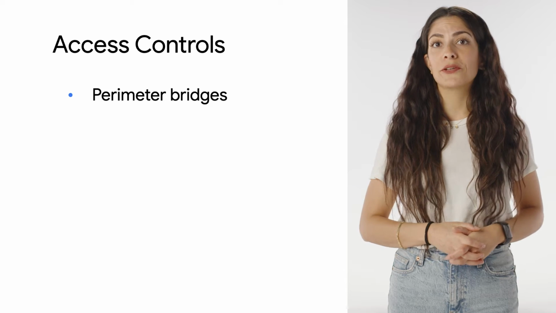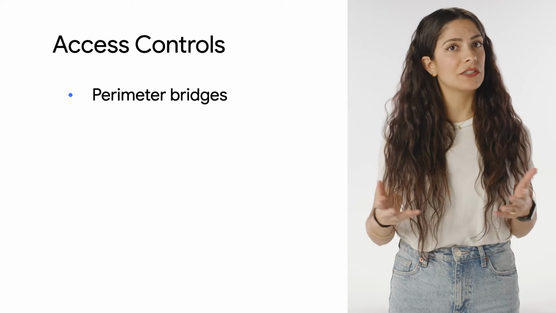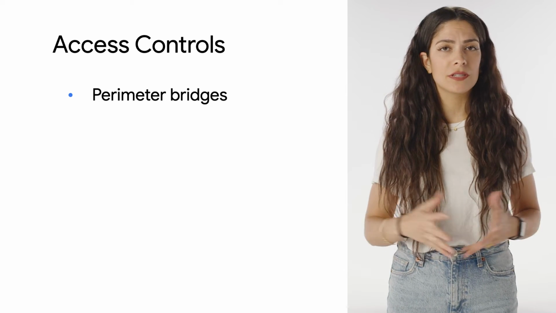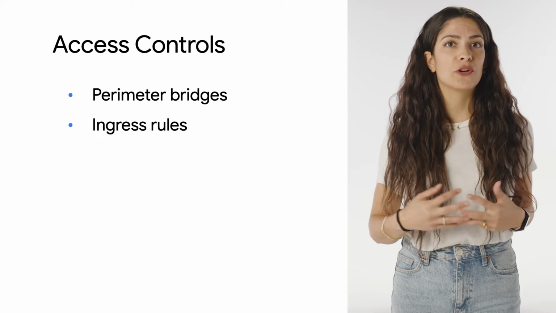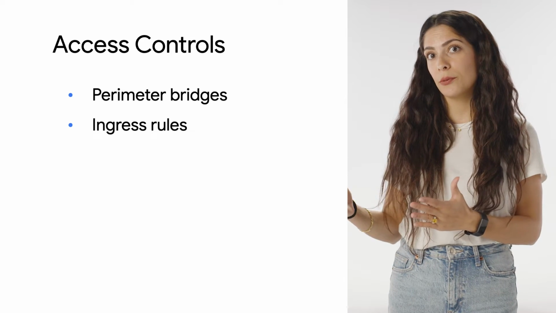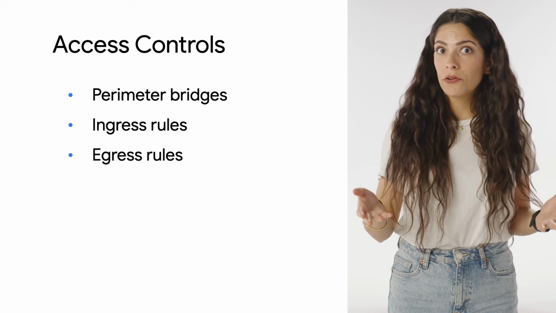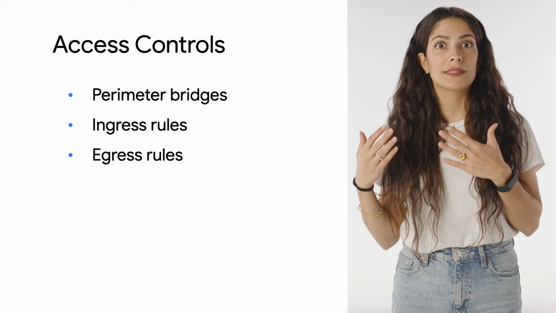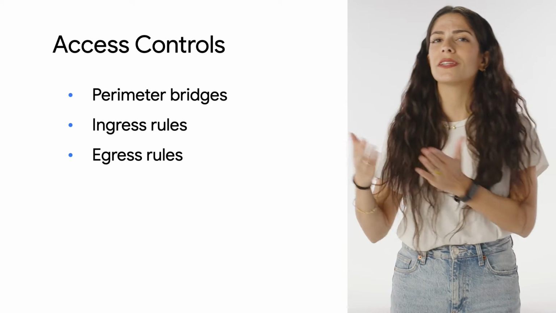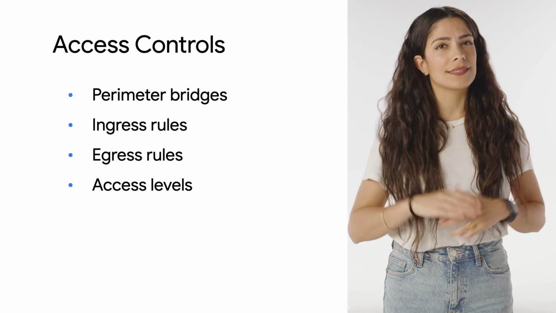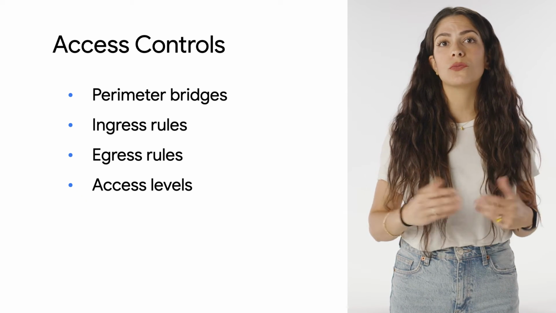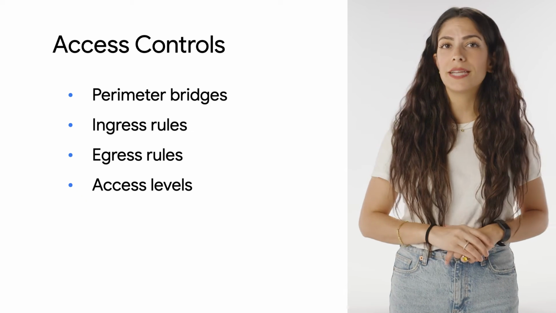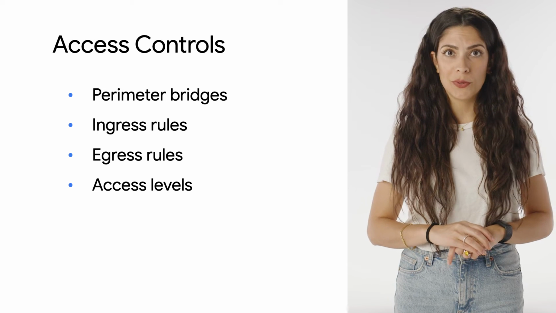Speaking of rules, there are 4 controls to allow access to and from a perimeter. Perimeter bridges, which enable communication to services and share data across service perimeters. Ingress rules, which determine who has access from outside the perimeter into it. Egress rules, which determine who has access from inside the perimeter to the outside. And access levels, which permit access to resources based on contextual information about the request.